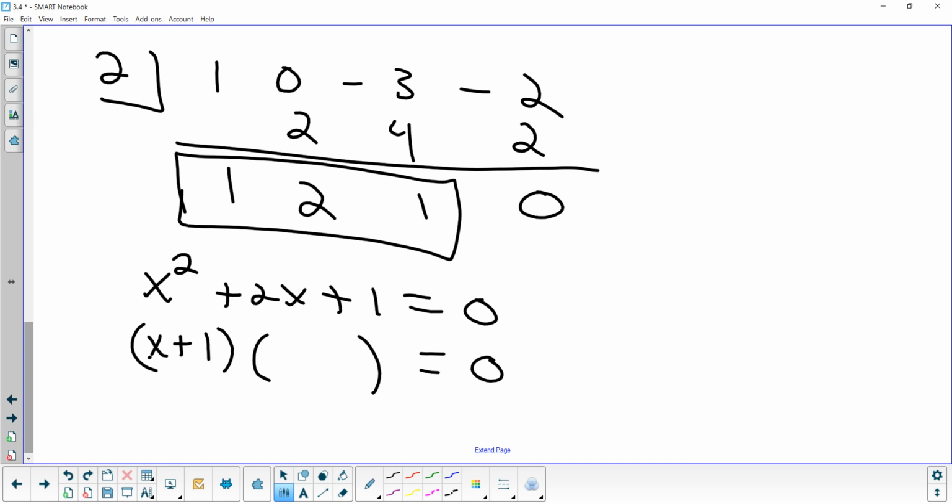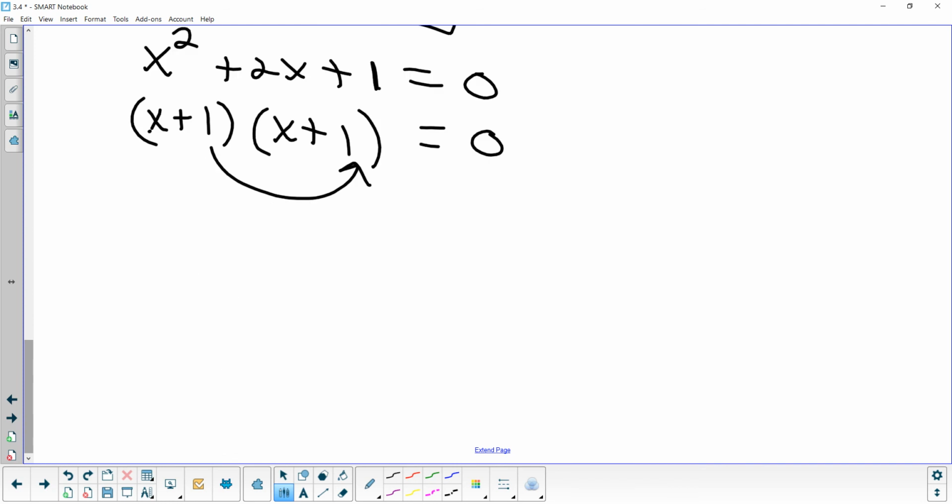The x plus 1, I like that one. And then we have to multiply by another number here that would give us 1. x plus 1 times x plus 1 would give us what we have there. Which means, what do you plug in for x to make the first parenthesis 0? What about the second parenthesis?